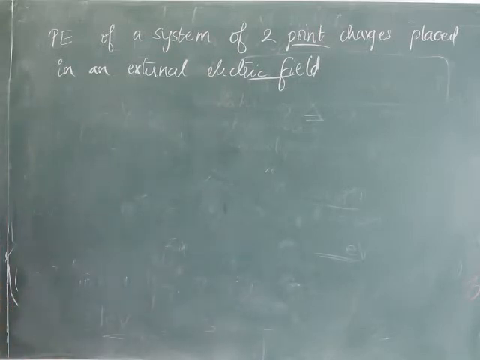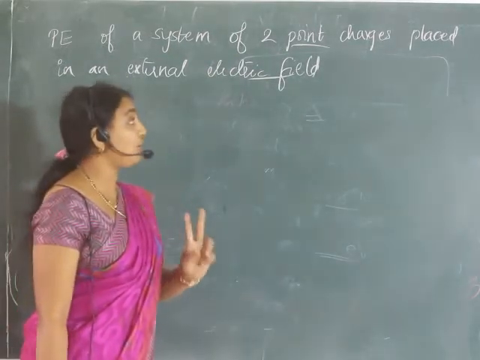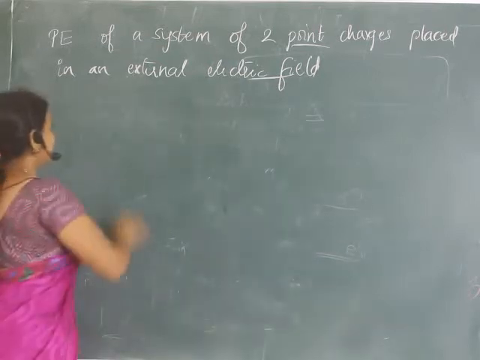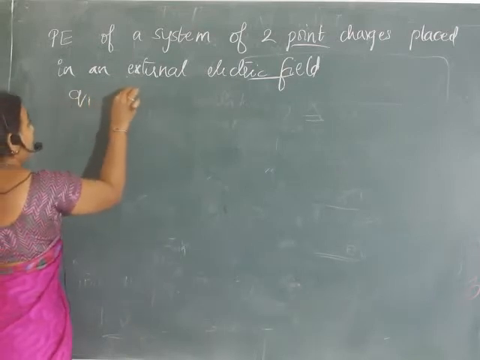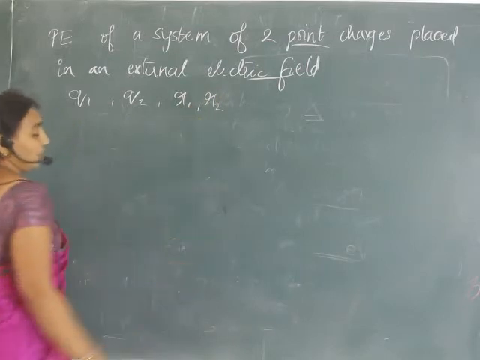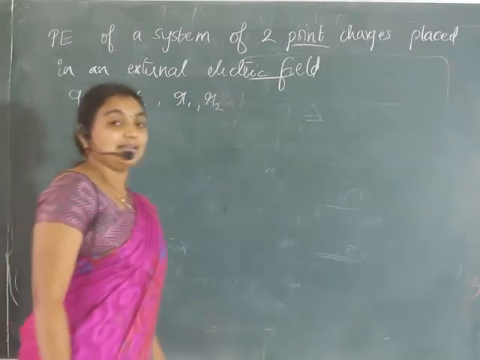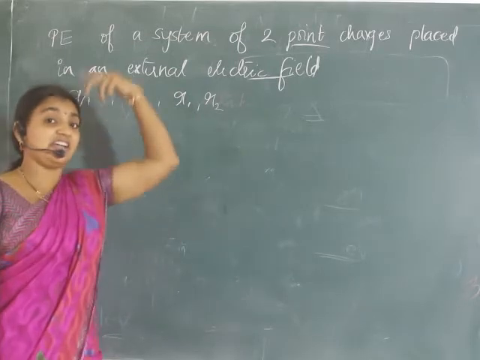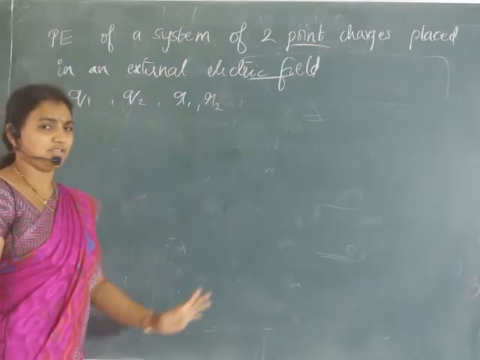You have to find the expression for the potential energy of the system of two point charges placed in an external electric field. So let us consider two point charges Q1 and Q2 with the position vectors R1 and R2 with respect to the origin. Let us assume that the two point charges are at infinity, just like earlier.